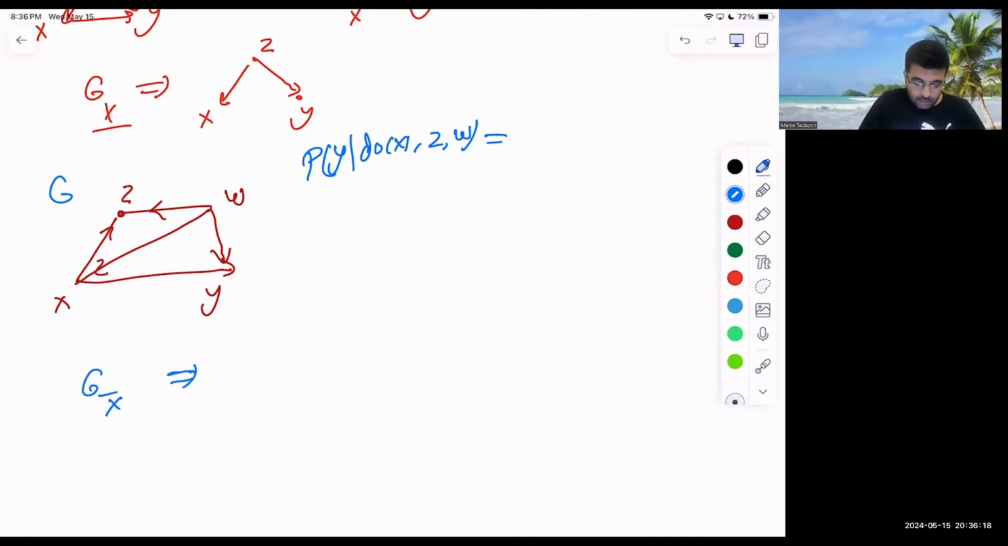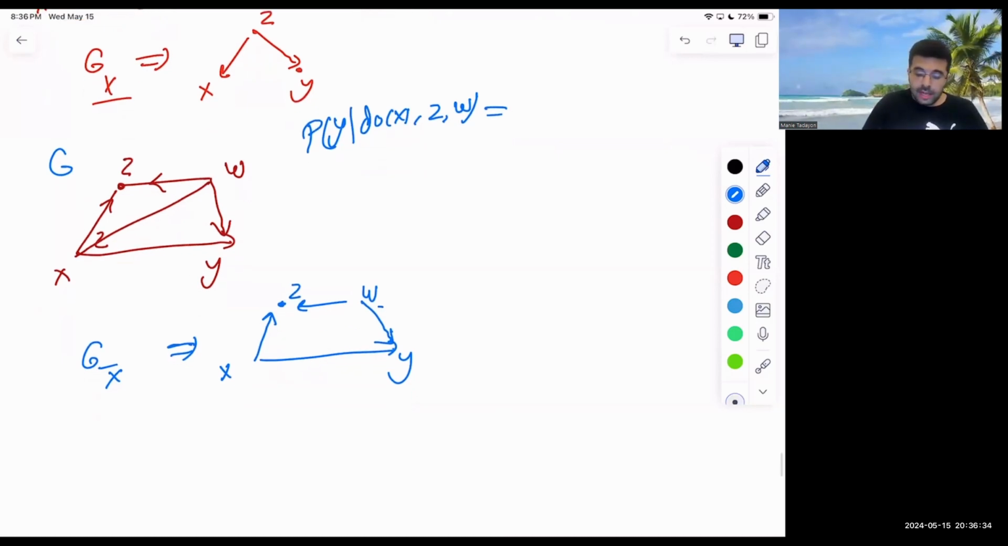What does it mean? It means Z, W, X, Y, and that's it. W is pointing to X. Go ahead and remove that. All right. Now tell me about this. In this graph, are Y and Z d-separated, or are Y and Z independent given X and W? Let's take a look at that.